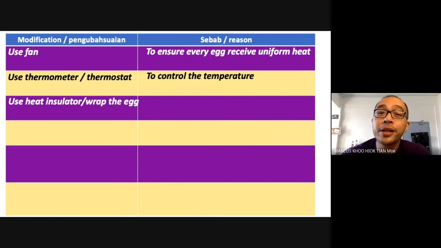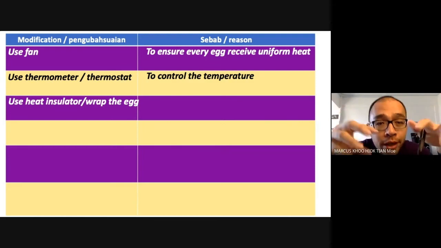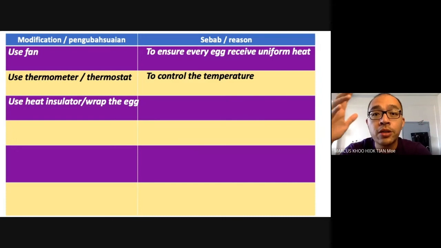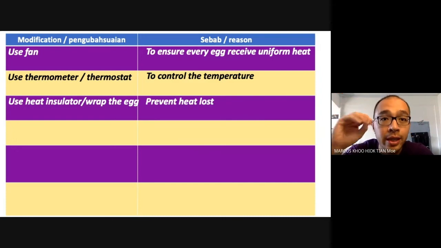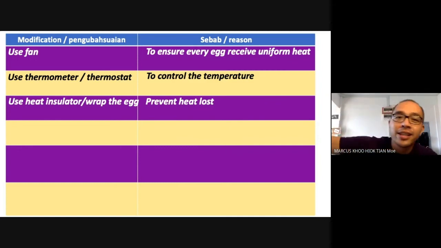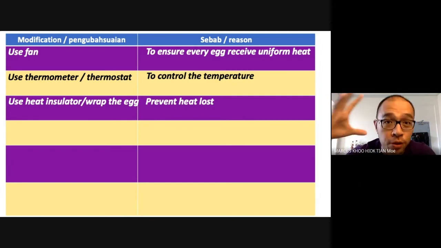So if we think about it, we need to either wrap the egg or use the heat insulator, or if we use Brandon's idea, use an egg tray. We use the egg tray, put the eggs on the egg tray, so that we can prevent the heat loss. It was a good idea actually to put the egg tray, but his idea was to put the egg tray around the box. Okay, which is to control the temperature.